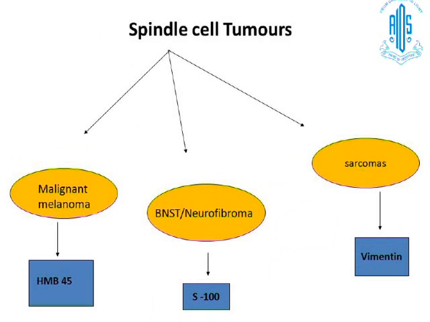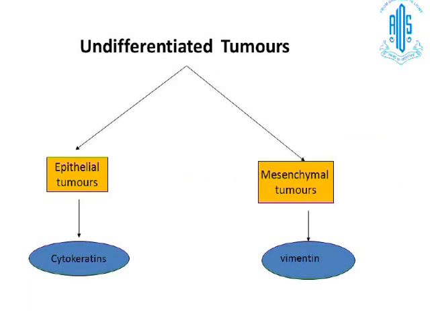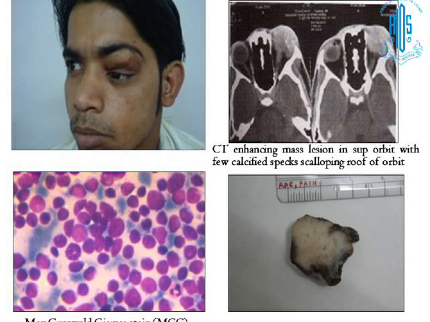Spindle cell tumors: melanoma, HMB45 is specific for melanoma, but S100 and Melan-A are also positive in melanoma. Schwannomas and neurofibroma show positivity for S100, and mesenchymal tumors or sarcomas are positive for vimentin. Now, when it's an undifferentiated tumor, where there is no differentiation at all, then cytokeratins will give you the diagnosis of whether it's an epithelial tumor, and vimentin will diagnose the mesenchymal tumor. I'll show you some examples using immunohistochemistry, of how we have come to a diagnosis.